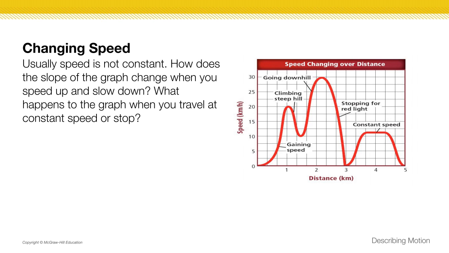So on a test you might see a graph like this and be asked to label the point where the speed is increasing versus the point where the speed is decreasing, or the point where the motion has stopped or it's at a constant speed, which just means that the speed is not changing. It's going the exact same speed for whatever period of time.